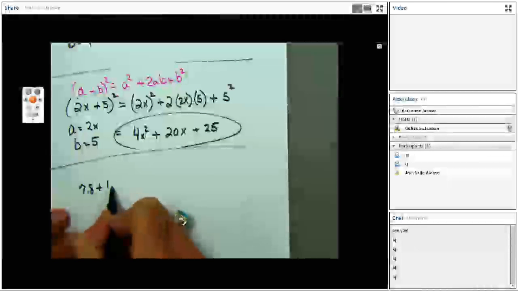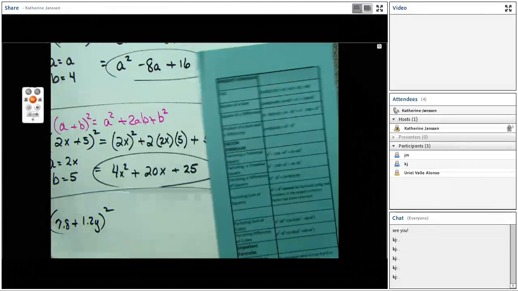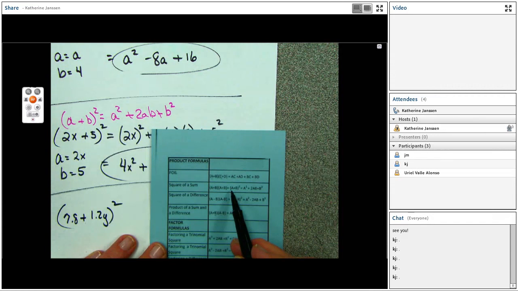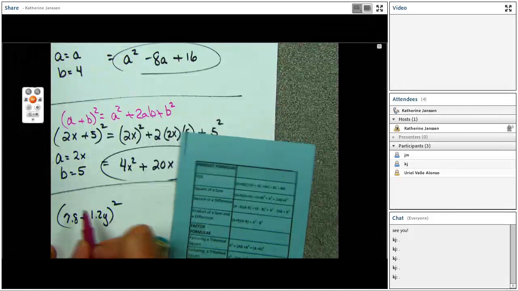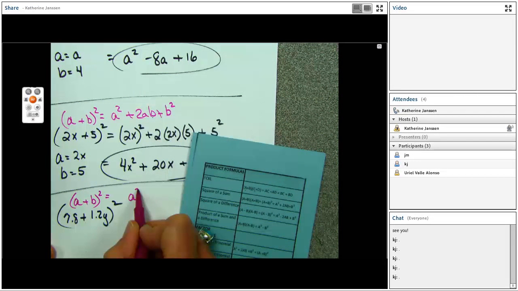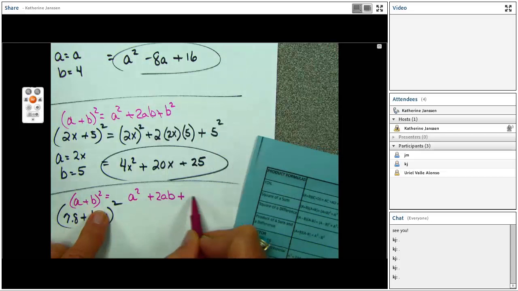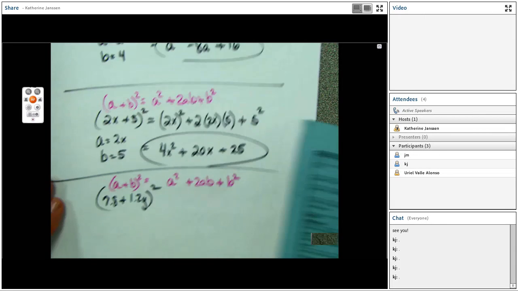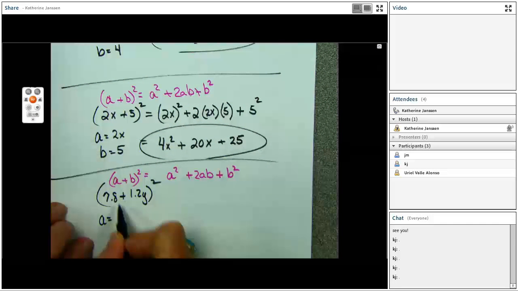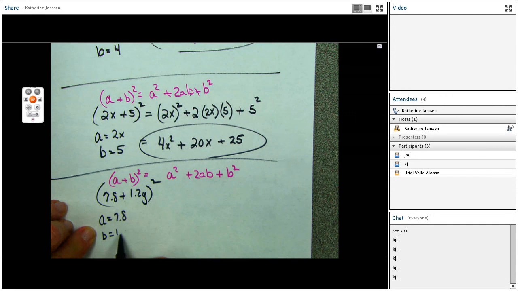(7.8 + 1.2y) quantity squared. Well, that's the square of a sum. The square of a sum, I'm just going to write my pattern over the top. Square the first term, plus we'll collect two like middle terms, plus square the last term. A in this case is 7.8. B in this case is 1.2y.